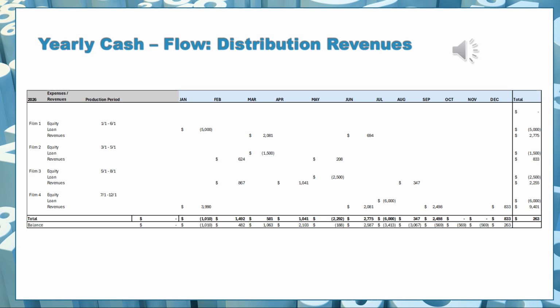This is the first loan for our first movie, movie 1. But we're also getting revenues for movie 4. So that's why the $5 million that we have to repay as a loan are going to be offset by revenues of $3,990,000. We're still cash flow negative.